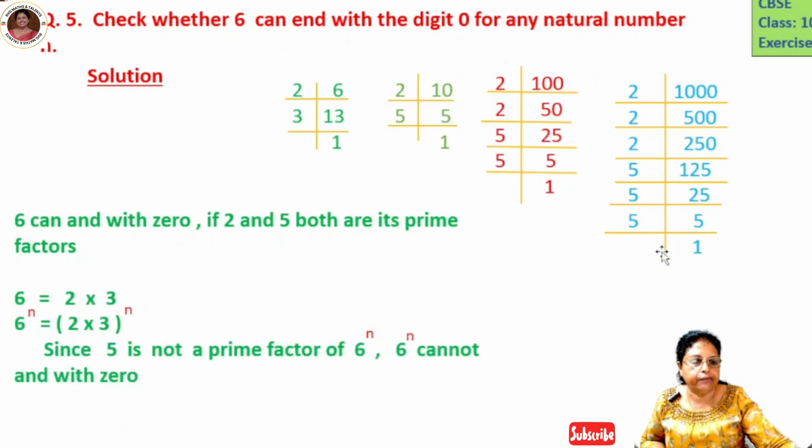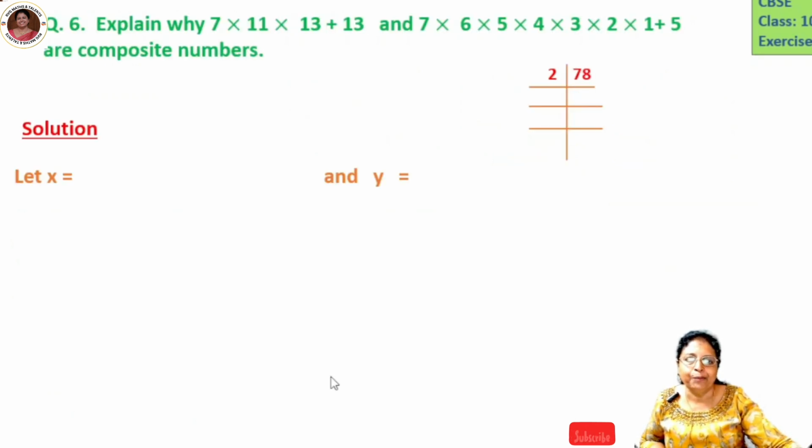So we have done all these. We got 6 raised to n is (2 times 3) whole raised to n. Since 5 is not a prime factor of 6 raised to n, we can say 6 raised to n cannot end with 0. Okay, have you understood this? Then come to the next question.